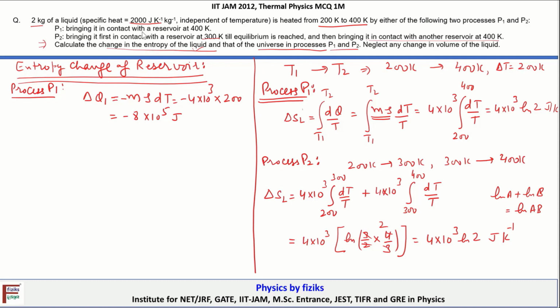Therefore the entropy change of the reservoir during process 1 is equal to delta Q1 upon the temperature at which the reservoir is sharing that energy, and the temperature of the reservoir is 400. This is equal to minus 8 into 10 power 5 divided by 400.